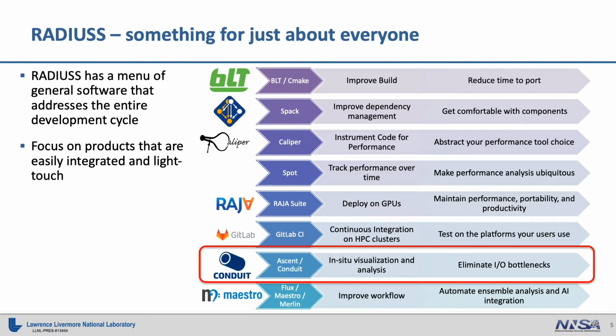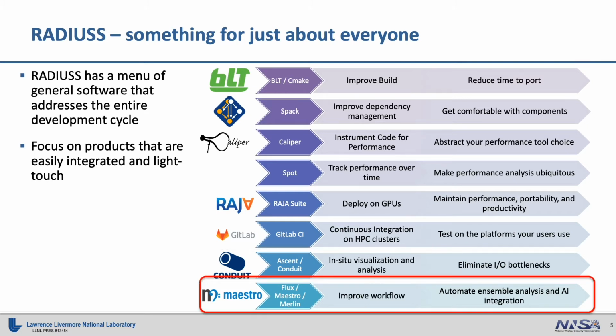Ascent, if you're interested in looking at in situ visualization and analysis, we do that through a tool called Ascent and an interface called Conduit that's very general purpose. And if you're writing a lot of files to disk to do visualization, you're probably going to want to think about something like in situ visualization going forward, and this makes it really quite easy to adopt.